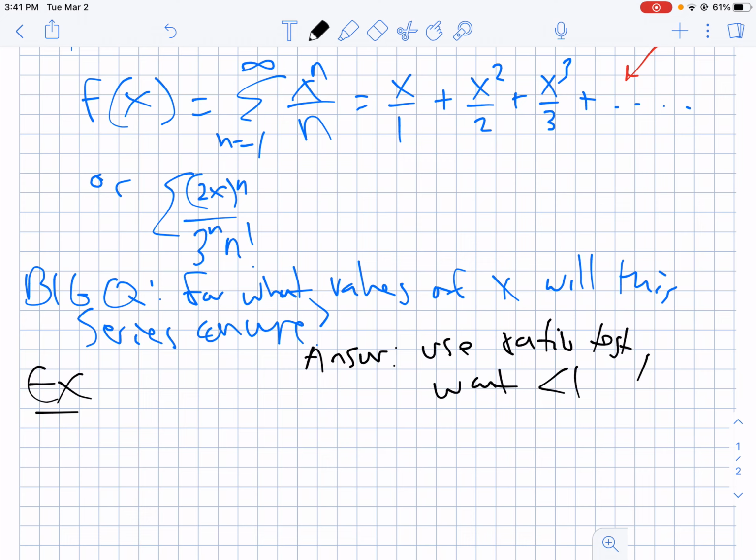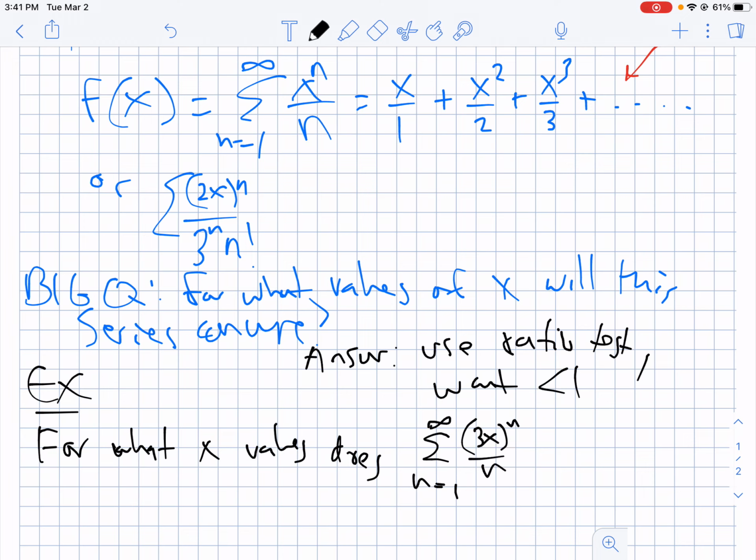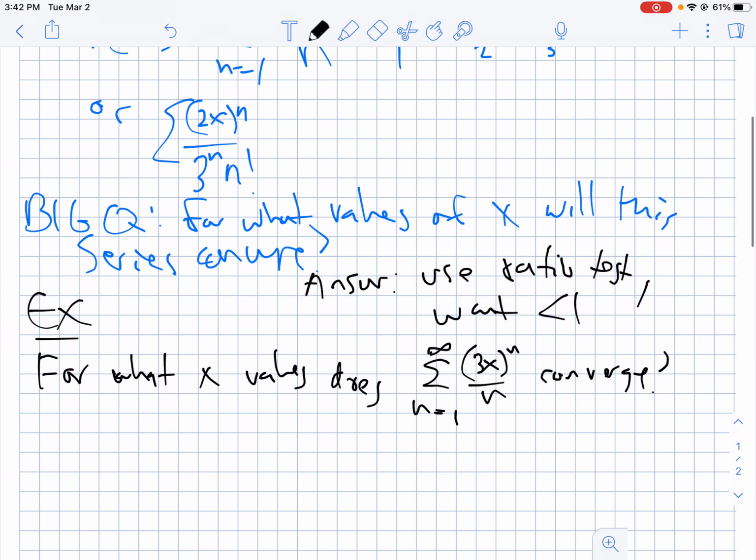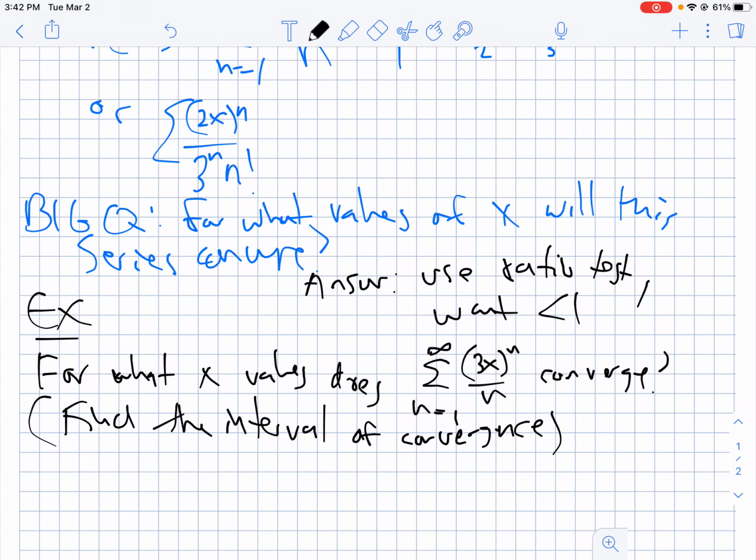So let's say we have a problem like this. So I'll say for what x values does the series, the sum from 1 to infinity of 3x to the nth power over n converge? And another way that you'll see this phrase is you might say, find the interval of convergence. And it's just asking the same thing. Your answers are always just going to be in terms of some kind of interval from one point to another point, and just trying to say, where does it converge?